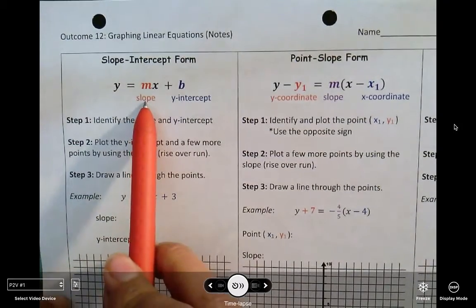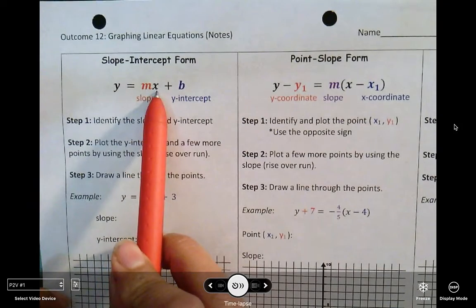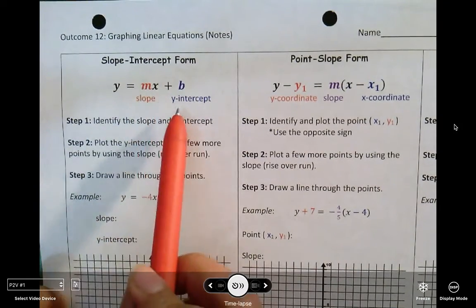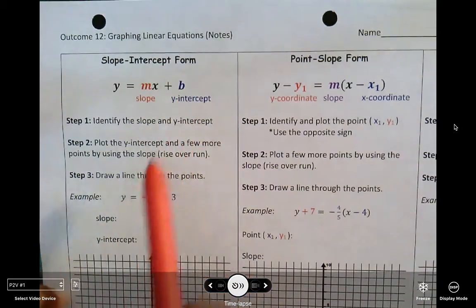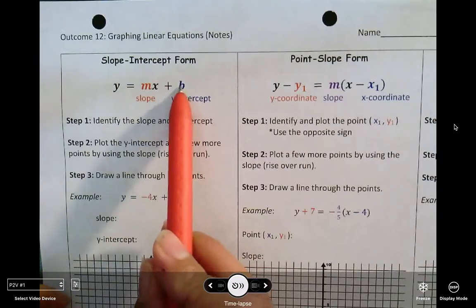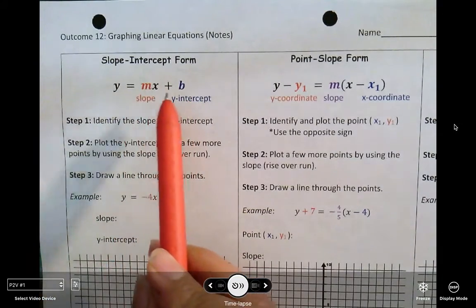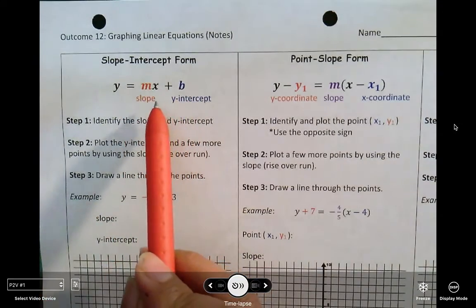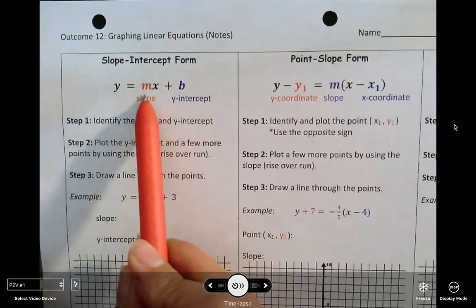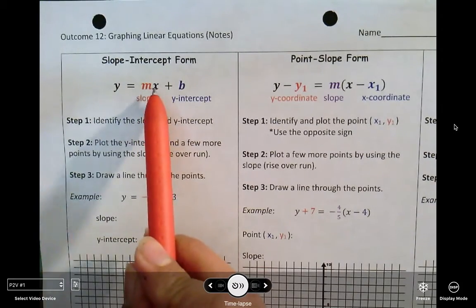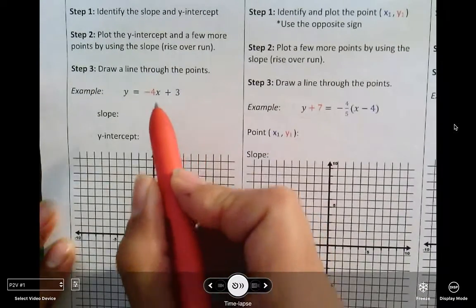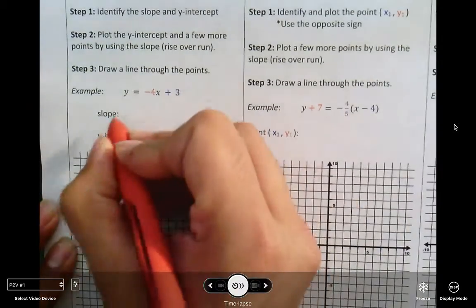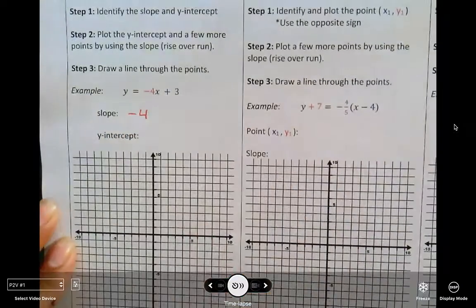Here's your guide. The slope, remember, is the coefficient of x, that's the number right next to x, and the y-intercept is the constant, that's the number over here by itself. Keep in mind, sometimes your constant may be thrown in the front, so the order does not matter in this case. What's important is that, again, the coefficient of x, whatever's next to the x, that is your slope. So in this problem here, we have -4 as a coefficient of x, meaning -4 is our slope.